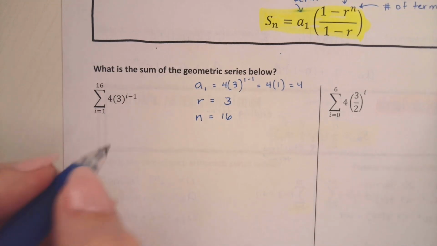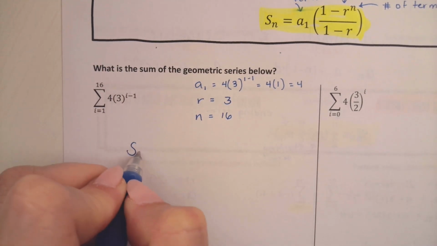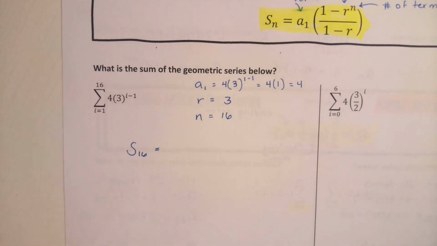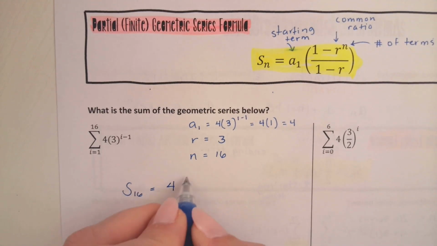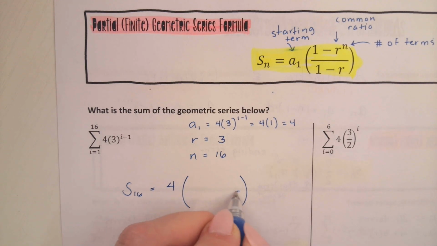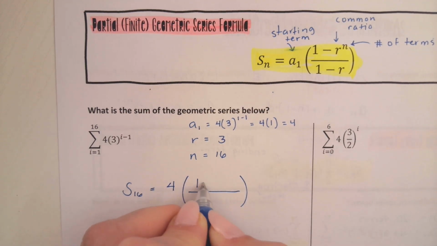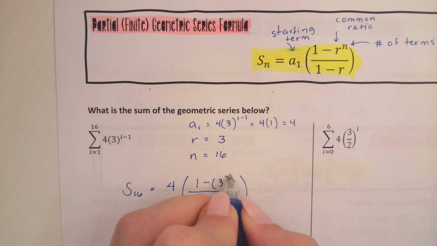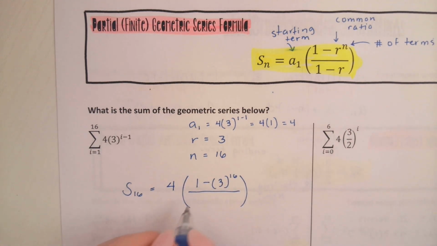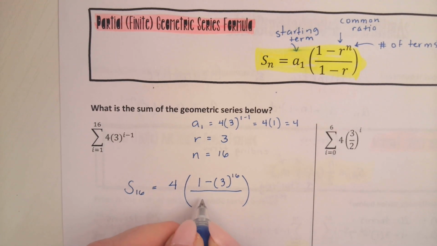Okay, plugging into my formula, sum of the first 16 numbers equals our A1, which is 4. And then we'll have a big giant fraction. On the top of that fraction, we'll have 1 minus the common ratio to the power of 16. That's a big number. I know that. God bless calculator. And it's a negative number too. And on the bottom, we'll have 1 minus just the common ratio.